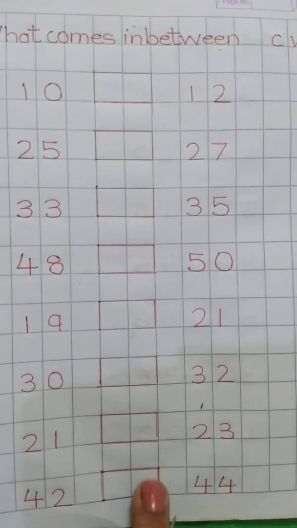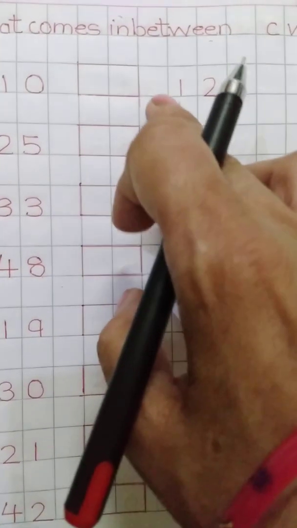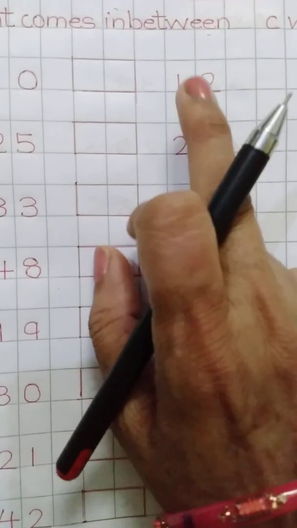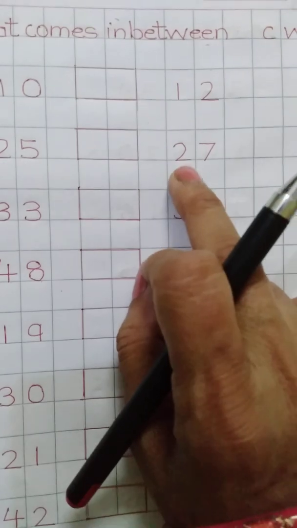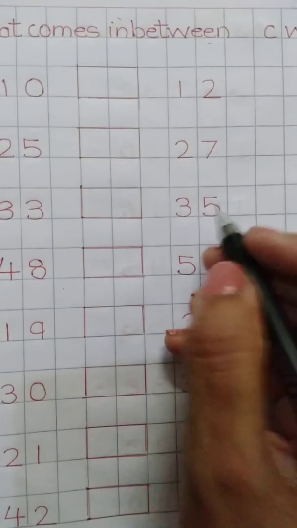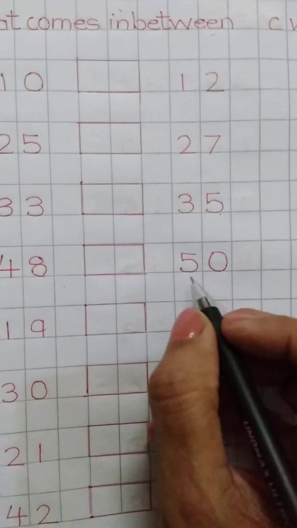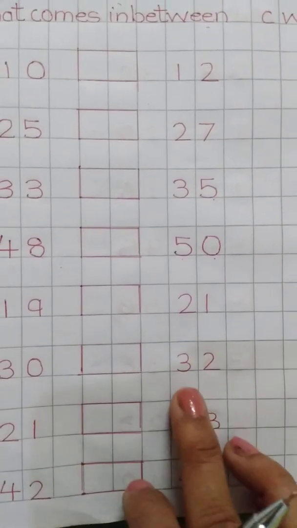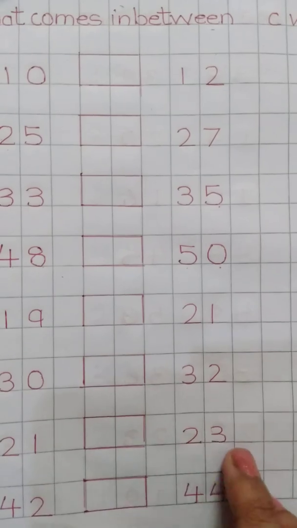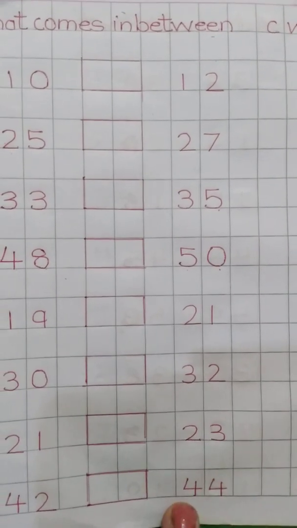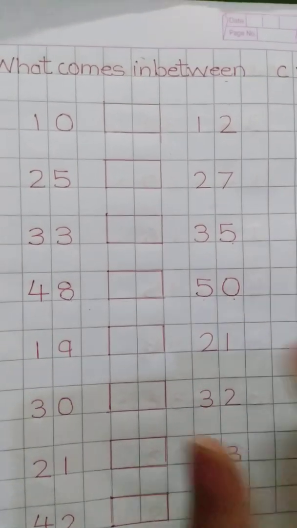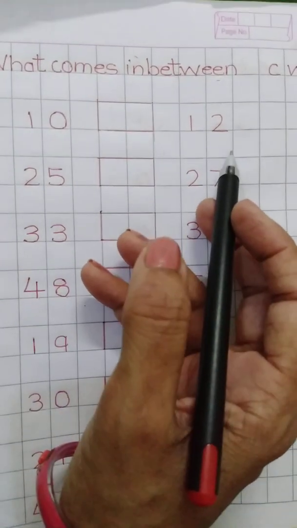rectangle boxes like this. Okay, after that you have to leave one line again and write the numbers: 12, 27, 35, 50, 21, 32, 30, 23, and the last number is 44. Now in between means beech mein.